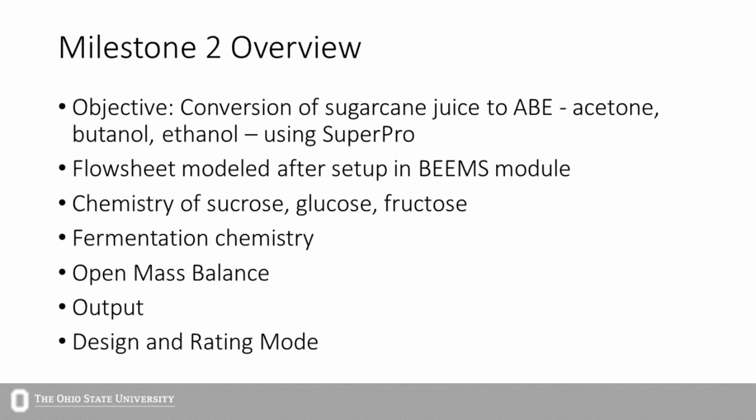Here is an overview of the contents of this video. Our overall objective is to have you set up a successfully converging SuperPro flowsheet for the conversion of sugarcane juice to acetone, butanol, ethanol, abbreviated as ABE, via fermentation. We will be using the diagram in the BEAMS module as a template, and I've attached that here for you. You can also find the module in the assignment page on Carmen.